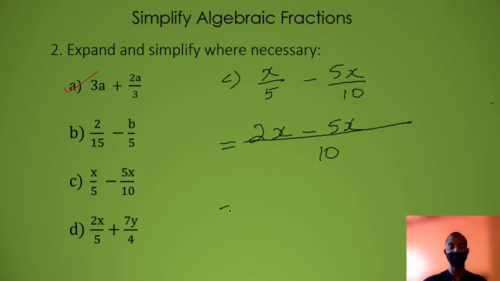Now we can simplify the numerator because we have like terms in x. 2x minus 5x gives us what? Working with the coefficients, in other words, the numbers that are multiplying the variable x, we have 2 minus 5, and that will give us negative 3. But since we are working with the variable x, it's negative 3x. So our solution there is negative 3x divided by 10.